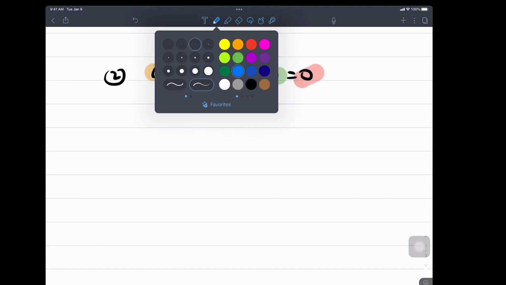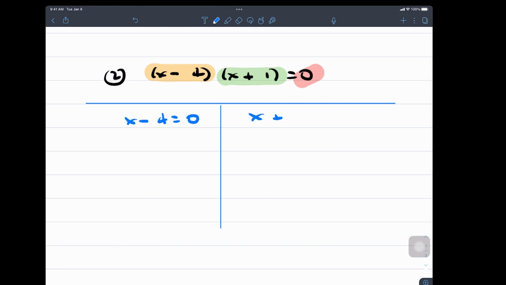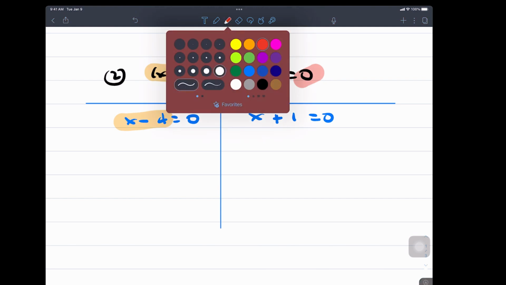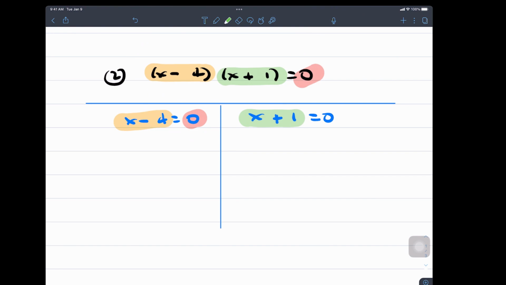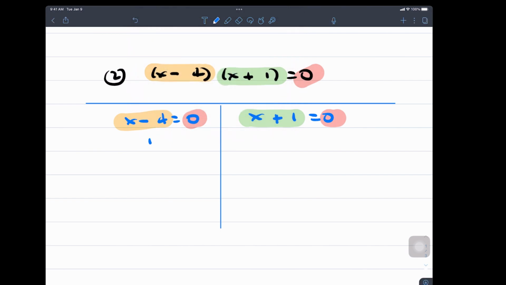So what does the zero product rule say? You got x minus 4 is 0, and x plus 1 is 0. So you set both of those terms equal to 0. I'm going to color coordinate this so you guys can see it. Now what do you do? You solve for x.